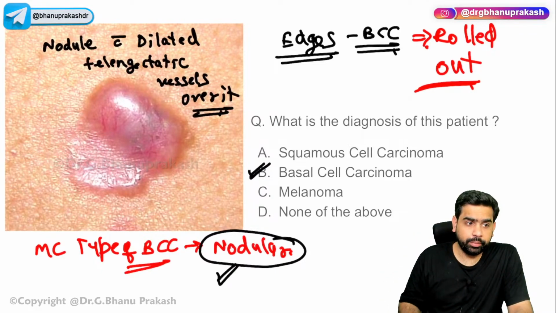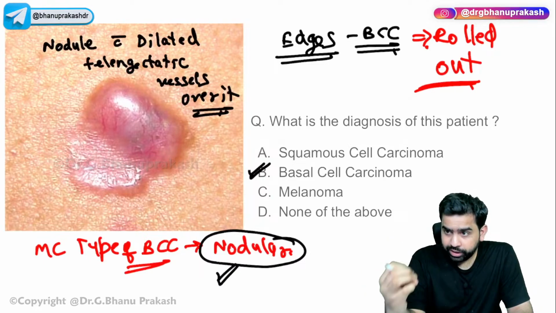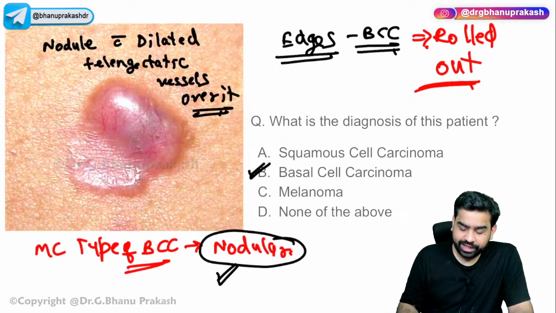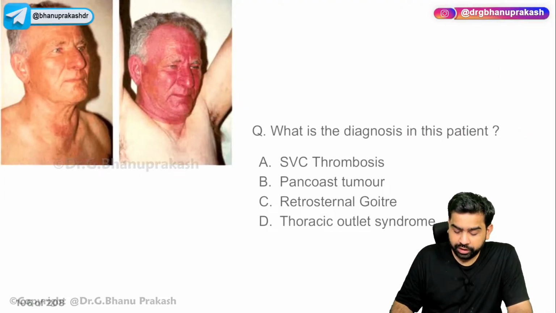Please try to remember this. Even if they don't give you the image, even if they give you this description that there is a nodular lesion with dilated telangiectatic vessels over it, the diagnosis of that particular patient is basal cell carcinoma. It's very important, and this has been tested quite a lot of times. So please do remember this important image.